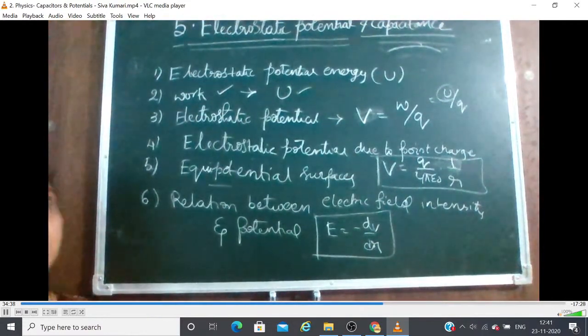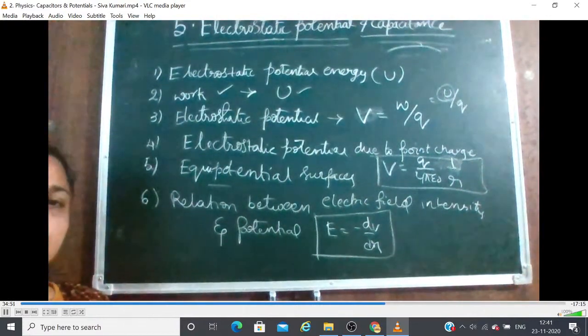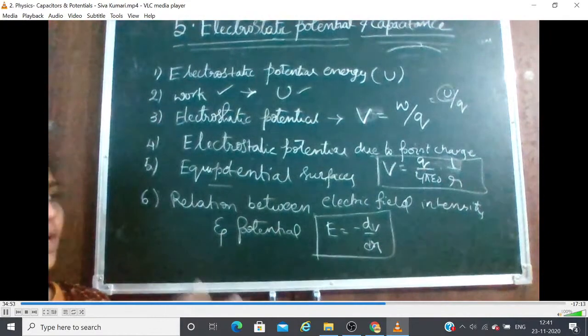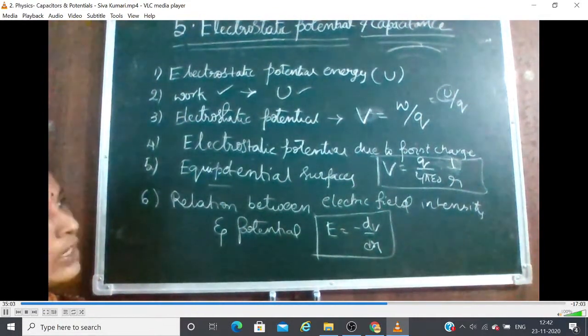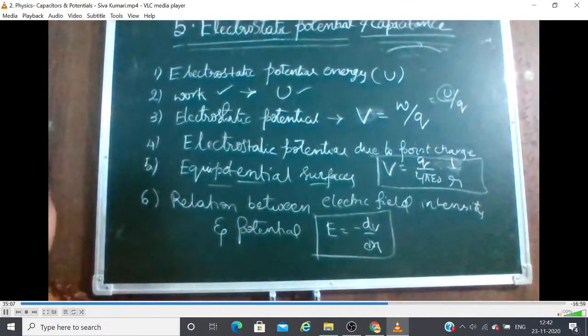Why? Suppose, for example, the work done in bringing a positive charge from one point to another point on an equipotential surface, the work required is 0. Why? Because the potential from one point to another point on a surface is equal. So if it is equal, the work done should be equal to 0. So the points related to the equipotential surfaces are very, very important for us.